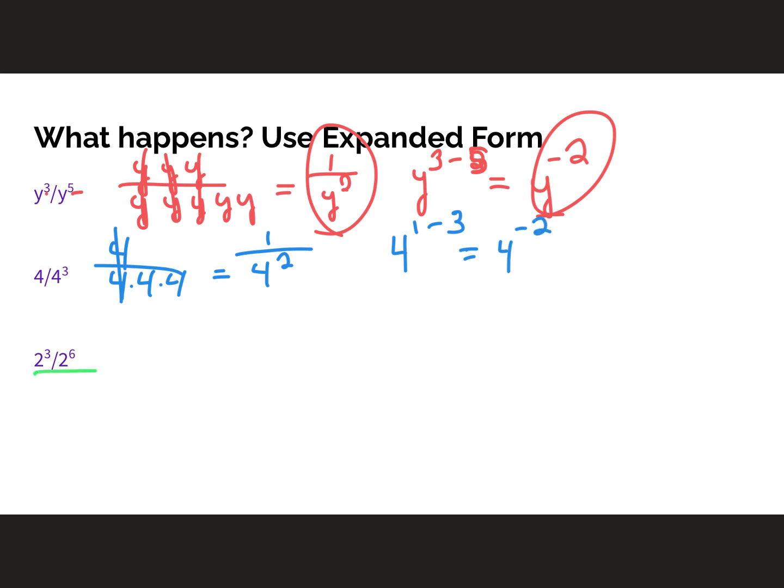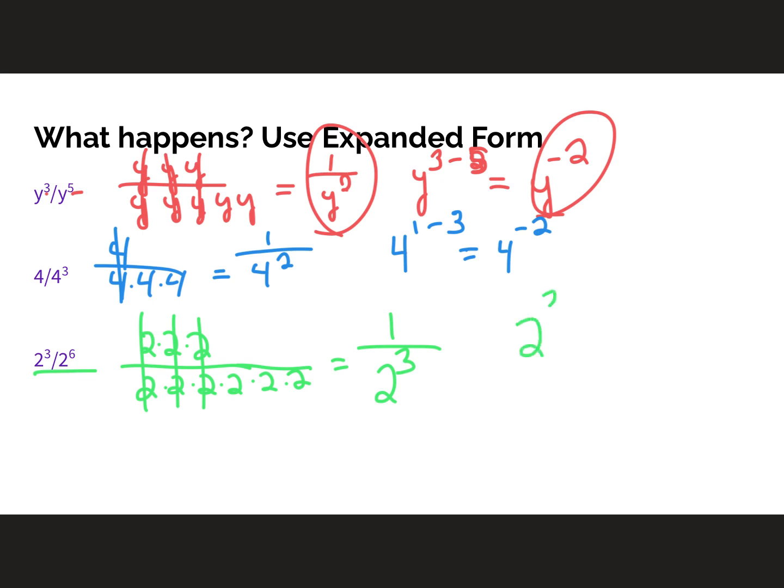Let's try it with these 2's. I have 2 to the third power, 2 times 2 times 2, over 2 to the 6th power, 2 times 2 times 2 times 2 times 2 times 2. So cancel, cancel, cancel. I'm left with 1 over 2 to the third power. And if I did this with my quotient rules, it'd be 2 to the third power minus 6, which equals 2 to the negative third power.